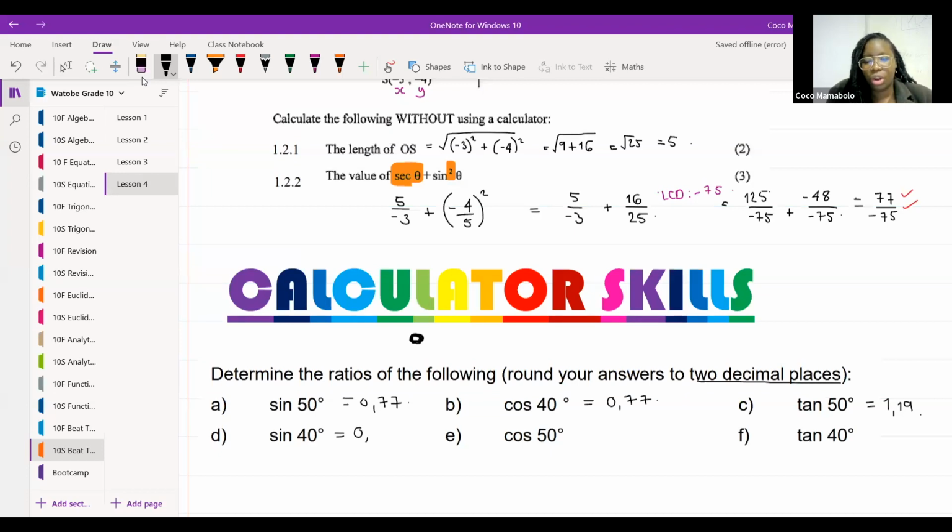0.64. No worries. We're here to make mistakes. Don't shy away from mistakes. What is cos of 50? I can tell you now, cos of 50 is also going to be 0.64. That's it. And tan of 40. 0.84. Very nicely done. Remember to round up, Samuel. 0.84.